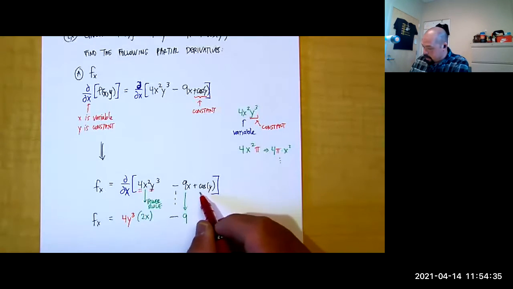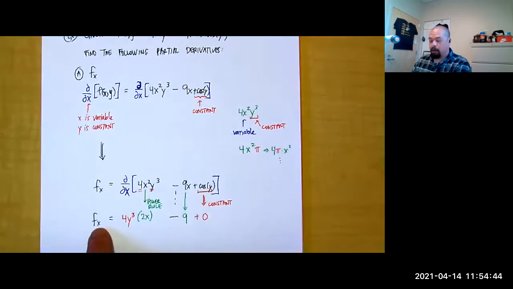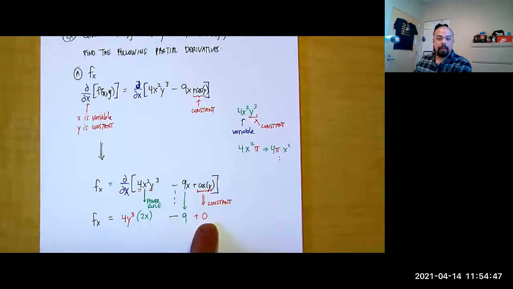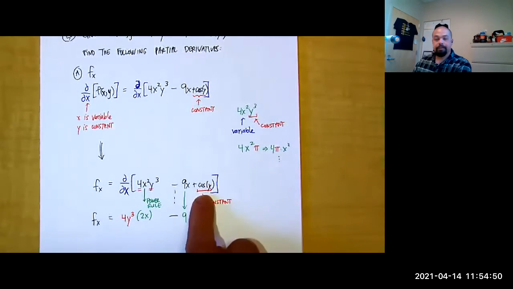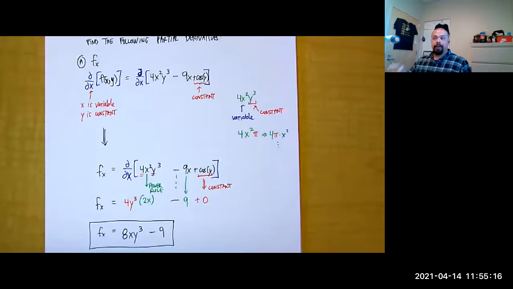And now in this case, that's going to be 0. That's just a constant in view of taking the partial with respect to x. So that's going to be 0, just like a pi. So in the end, that partial, simplifying here, 2 times 4 is 8xy cubed minus that 9. There we go. Zoom out a little bit there.